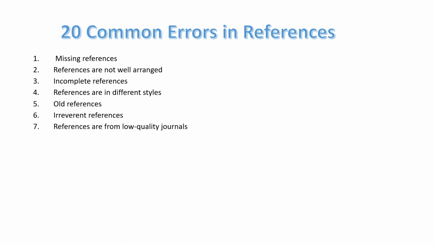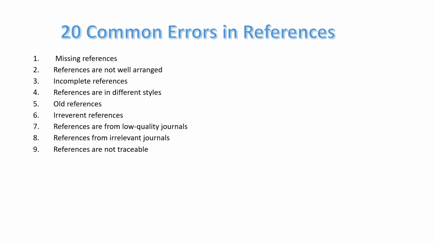References are from low quality journals. Journals are not very good in your field, they are very low impact factor journals, and some are predatory journals. So you must avoid references from these journals. Your references should be from top ranked journals, so you are well aware of your subject. And then references from irrelevant journals: your work is on soil and you are referring to plant and other journals, so you have to put references of relevant journals.